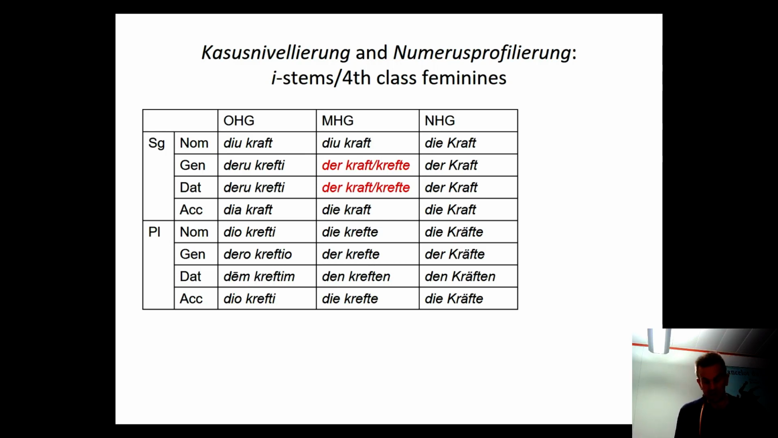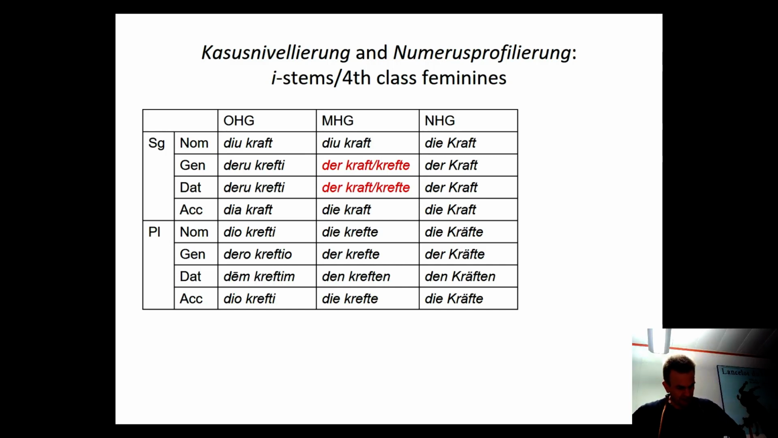The double forms disappear. With this, a development in the context of German noun inflection has come to a temporary end, which can be understood as a complementary process to the Kasusnivellierung, or case leveling, explained earlier. This process is called Numerusprofilierung, an increase in the tendency to mark number in morphology.